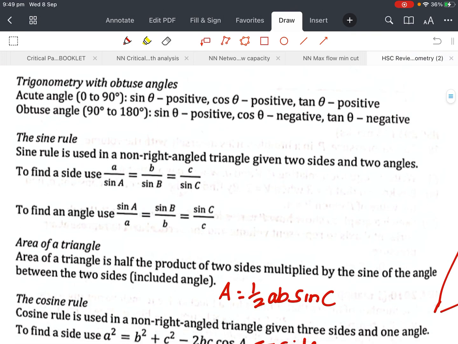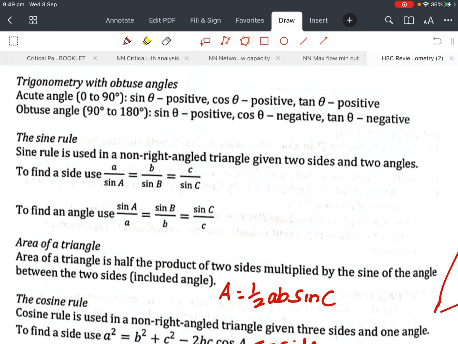Trigonometry with obtuse angles: acute angles from 0 to 90 degrees will all be positive answers, which is nice and easy. In obtuse angles, you just have to remember that your sine will always be positive, but your cos and your tan will be negative. Your calculator will do most of that for you anyway.